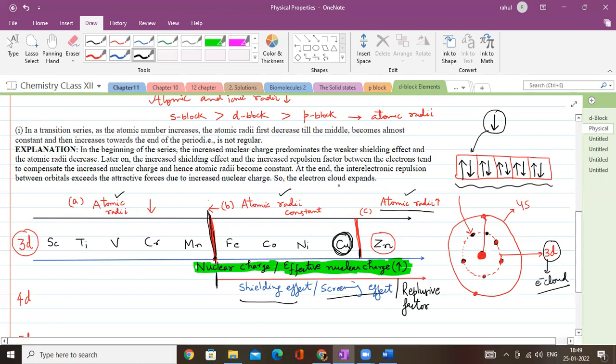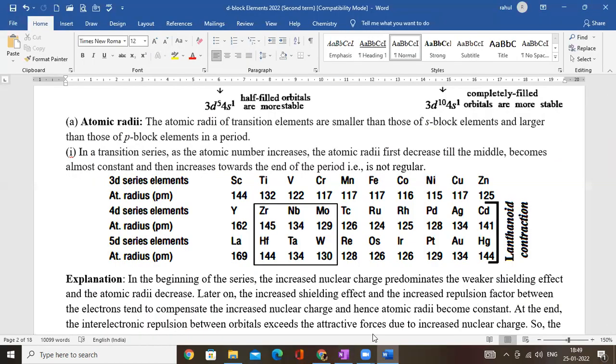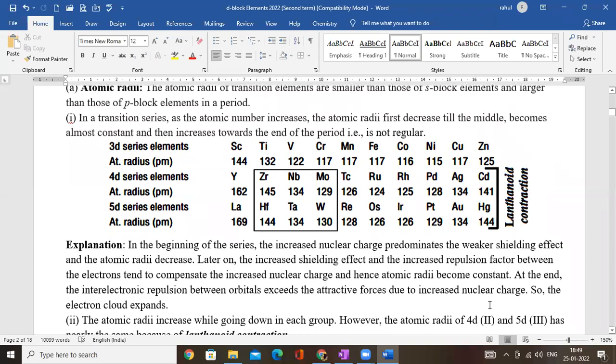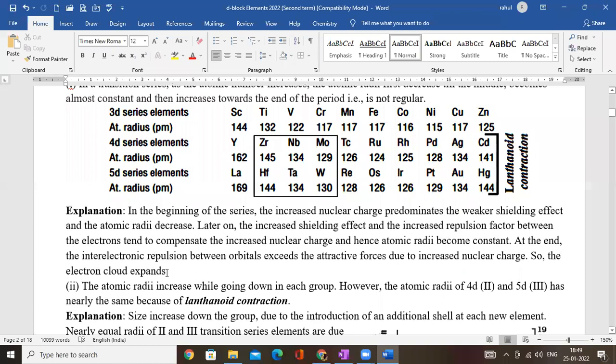At the end, the inter-electronic repulsion between the orbitals exceeds the attractive forces. That is what I said. To increase the nuclear charge, so the electron cloud will expand. And that's why the atomic or ionic radii will increase.